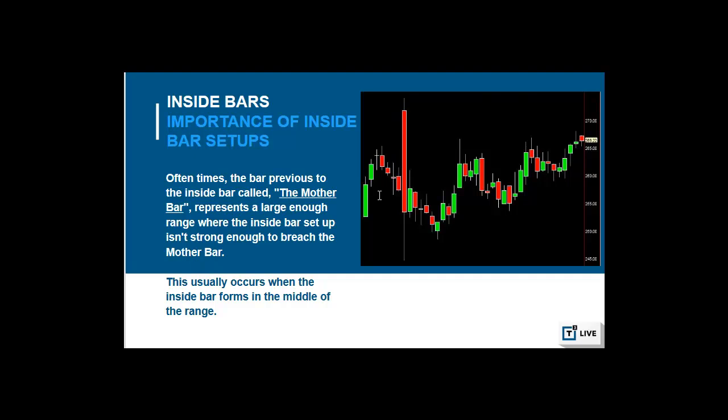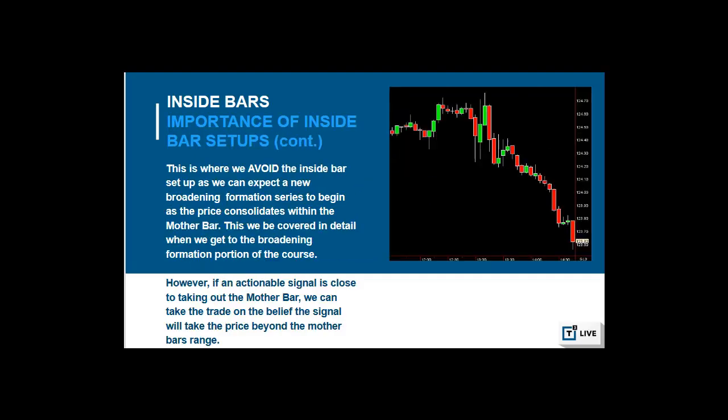We want to avoid that. This is where we avoid the inside bar setup because it's nowhere near taking out the mother bar. We can expect a new broadening formation series to begin as the price consolidates within that mother bar. This will be covered in detail when we get to the broadening formation portion of the course. Right now, I just want you to understand the actionable signals themselves.